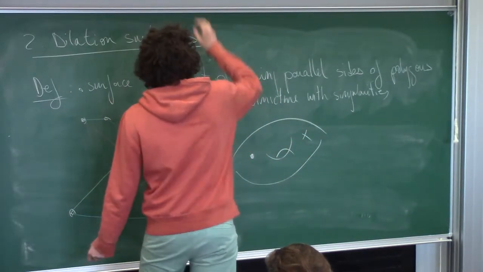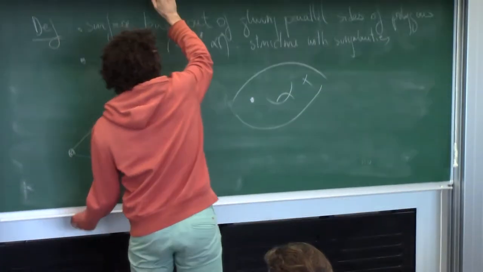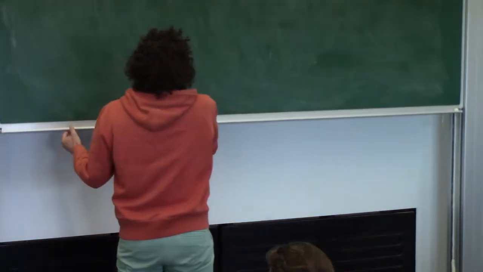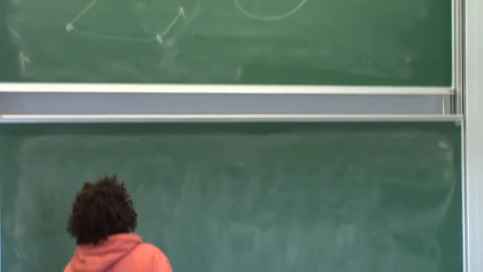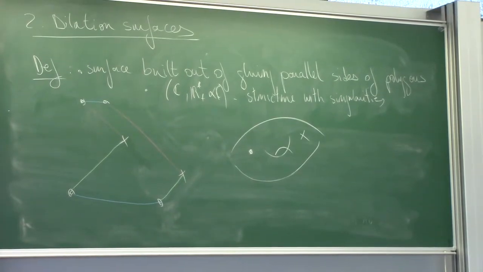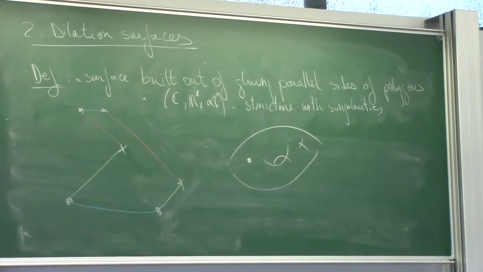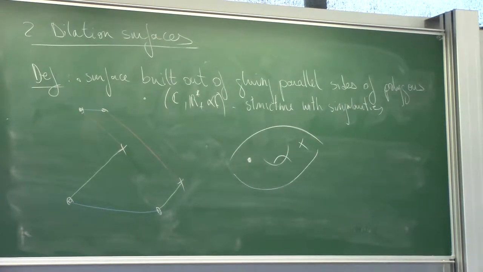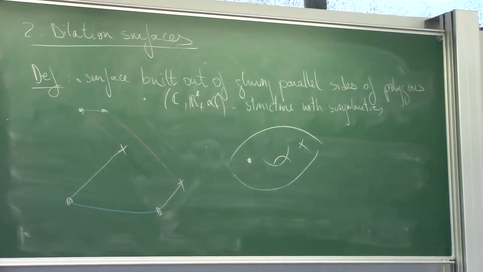And so, as in the case of translation surfaces, those surfaces come with a family of directional foliations.